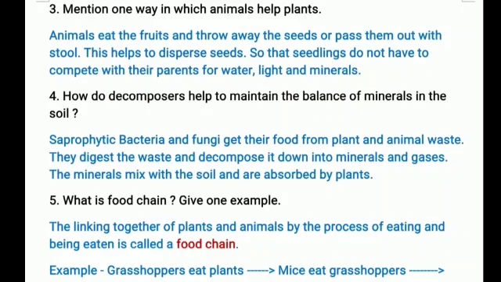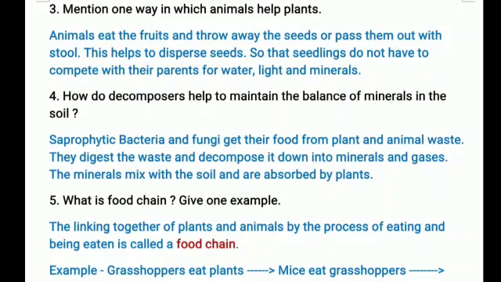Fourth one, how do decomposers help to maintain the balance of minerals in the soil? Saprophytic bacteria and fungi are called decomposers. They get their food from plant and animal waste. They digest the waste and decompose it into minerals and gases. The minerals mix with the soil and they are absorbed by plants.